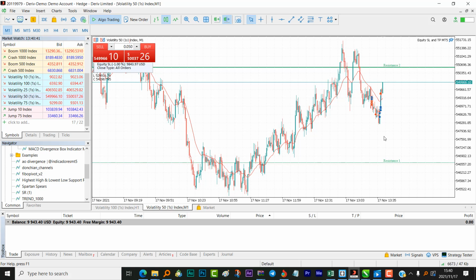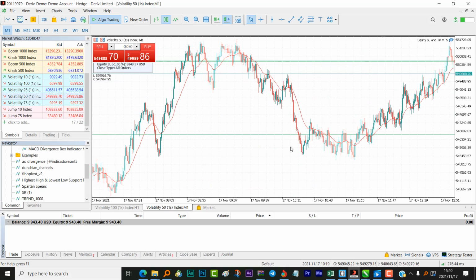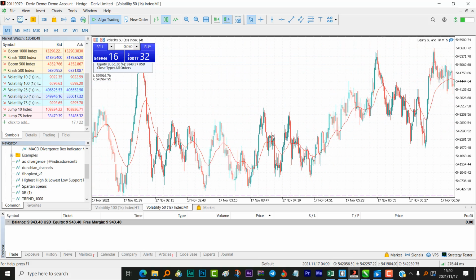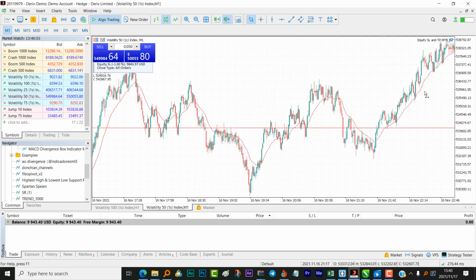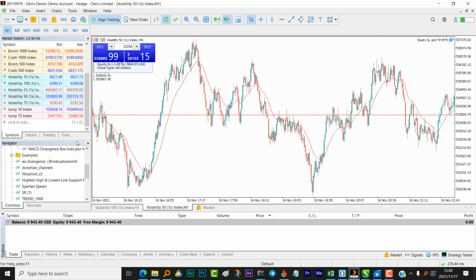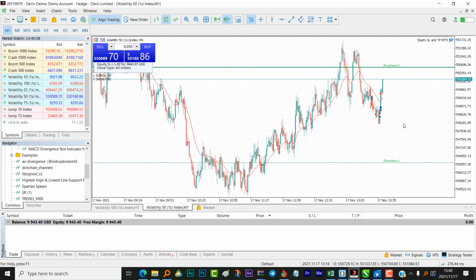So that resistance is very important. As you can see, even here we have got another resistance there. The indicator just gives you the support and resistance so that you don't have to work that much to find support and resistance.